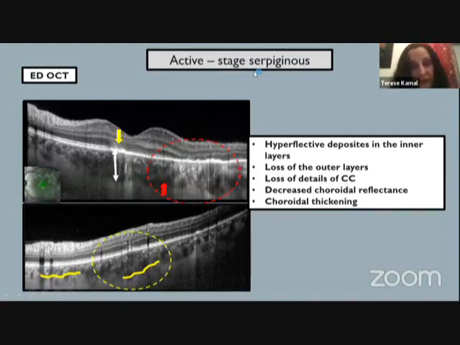Now, this is an active serpiginous choroiditis, and this is of the patient I had just shown you with MVDs. During the active stage, we can see a hyperreflective deposit in the inner layer. We see loss of the outer layers that we can see all through and in the red circle. And we have loss of the choroidal details. We can almost see no choroidal details in the areas that are active compared to the areas that are not active. And we have a decrease in the choroidal reflectivity. It becomes more hyperreflective, and we have choroidal thickening, as we can see in the yellow circle and with the white arrow, as compared to the area that has no activity.